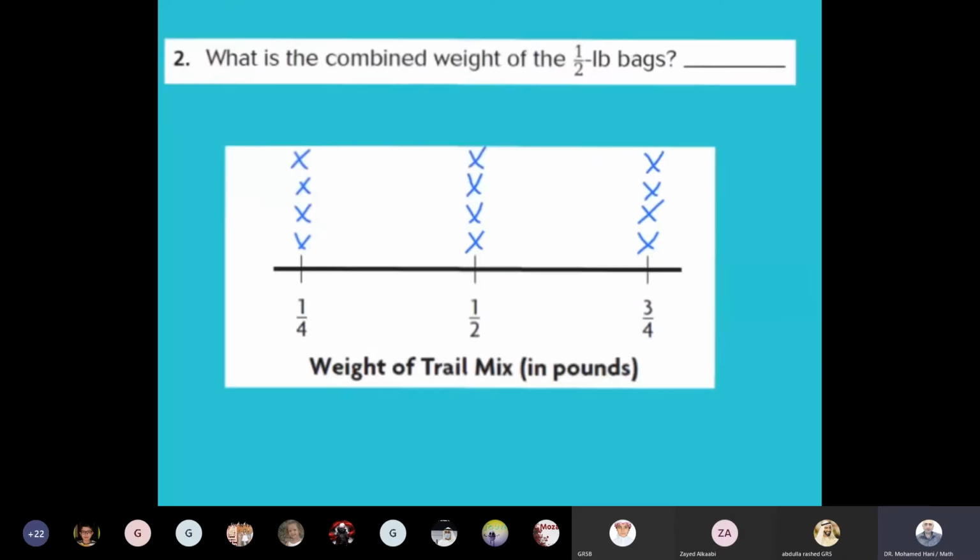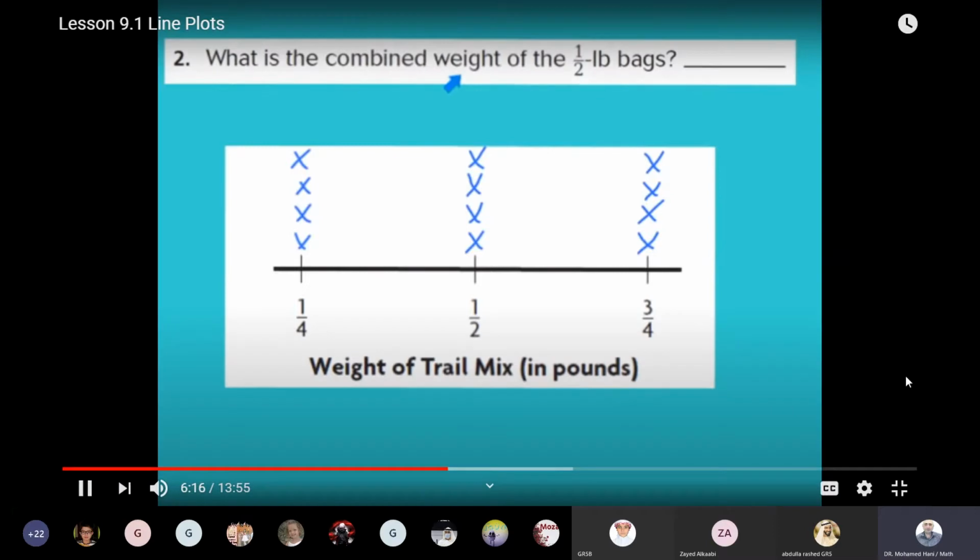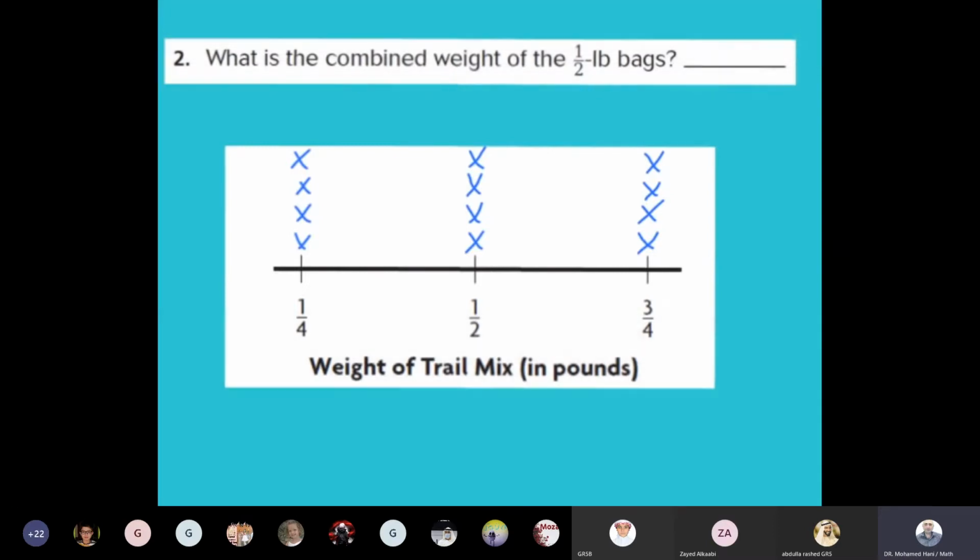Now let's take a look at question number 2. Question 2 says, what is the combined weight of the 1/2 pound bags? So what I'm going to do this time is, in my line plot, focus on the 1/2 pound bags. And what I know is this. Based on the number of X's, there's 1, 2, 3, 4 1/2 pound bags. So I can utilize the strategy that we did on the last question. I'm going to take my 1/2, so I'm going to go ahead and write down 1/2. And I'm going to multiply that once again by the number 4 because there's 1, 2, 3, 4 1/2 pound bags. So I'm going to multiply 1/2 times 4.